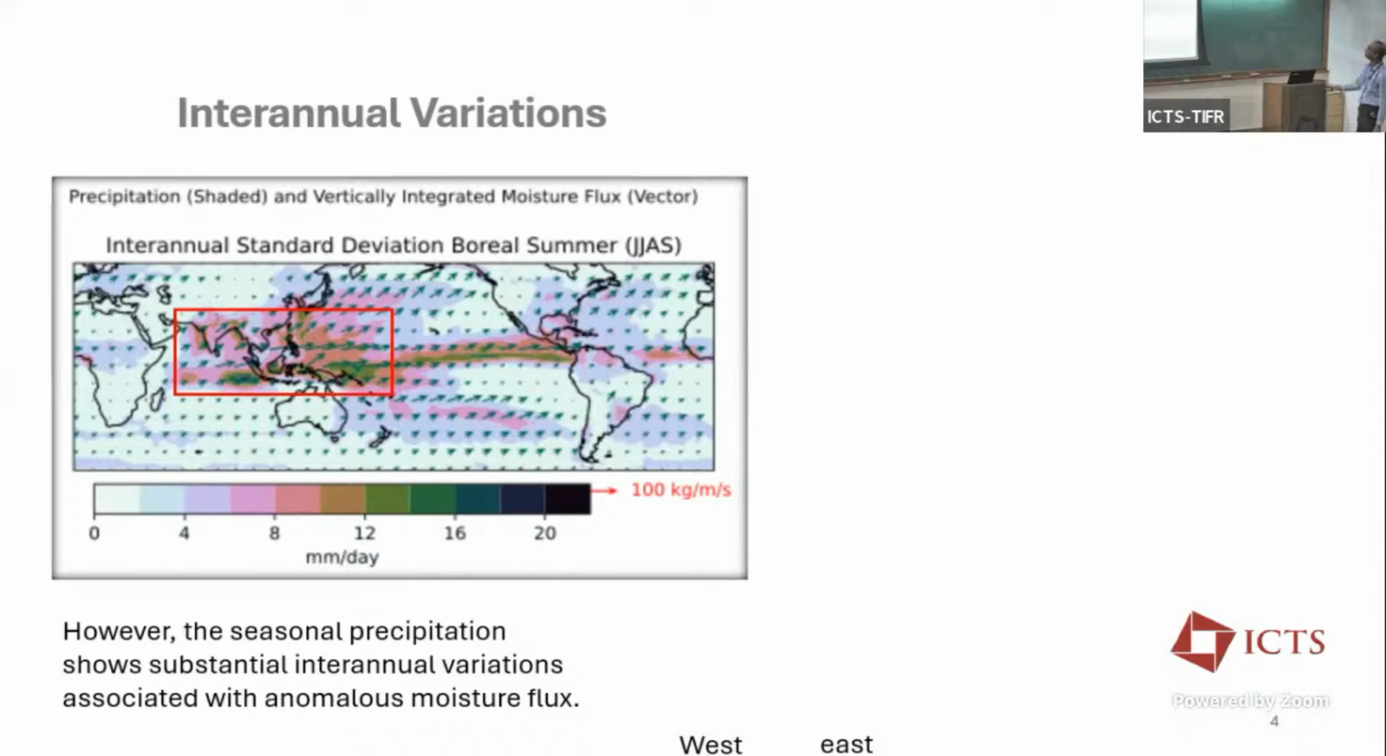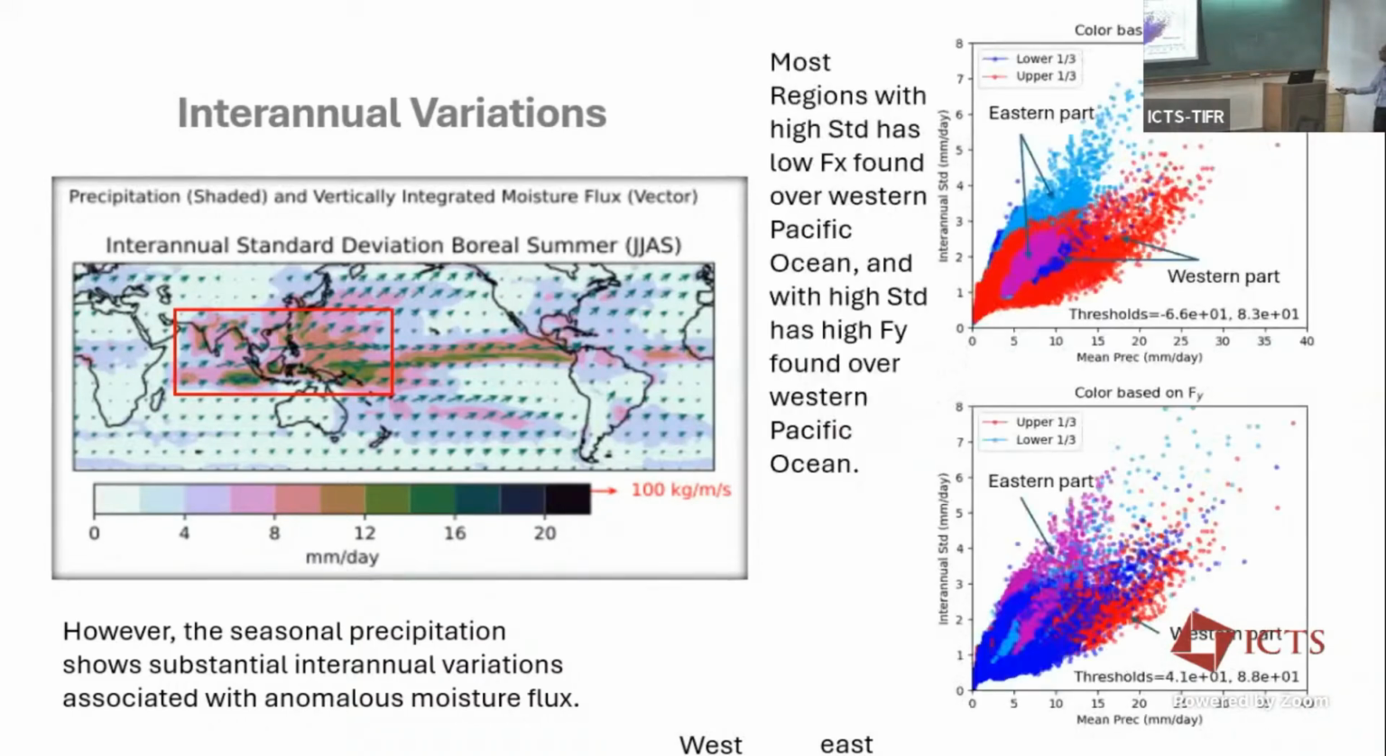Similarly, over the East Pacific Ocean, the region of El Nino or ENSO, the variability is much larger. Now I have taken a box here, and if I divide this box into two parts and make a plot of the mean precipitation over that region at every grid point, and in the y direction plot the interannual standard deviation of precipitation, the shaded locations are basically the moisture flux, the zonal component or meridional component of the mean moisture flux.